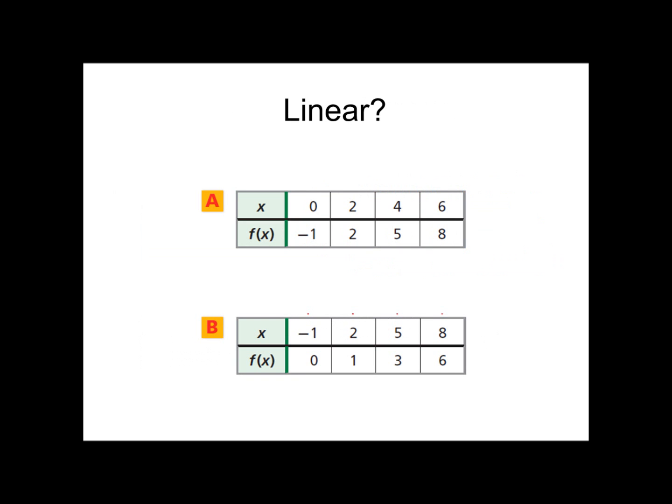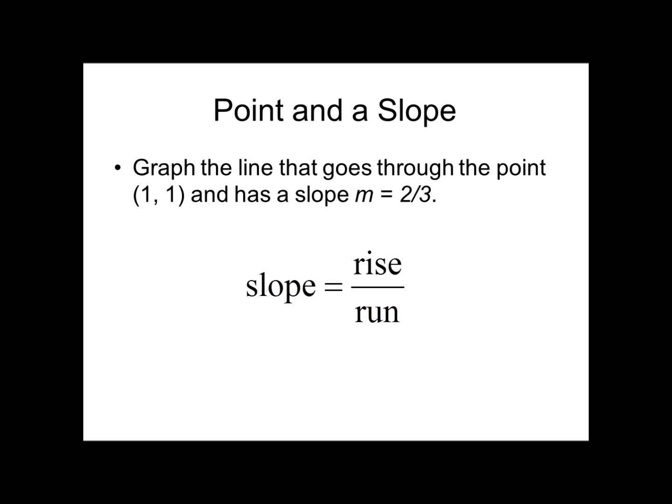So, what do you think about this data? Are either of these linear? Well, we can see a constant change in the x of adding 2 in data A, a constant change in y of adding 3. Data B, we have the constant change in x, but we don't have a constant change in the y values. So data A is linear, but data B is not.